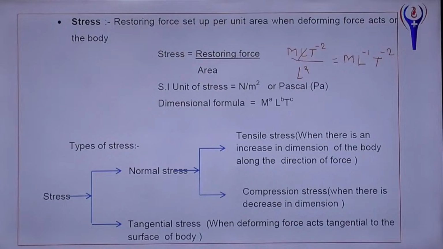Different types of stress are there, that is normal stress and tangential stress. Normal stress is classified into tensile stress, where there is an increase in dimension of the body along the direction of force, and compression, a decrease in dimension. That is normal stress. Tangential stress acts along a tangent, that is, along the surface of the body.